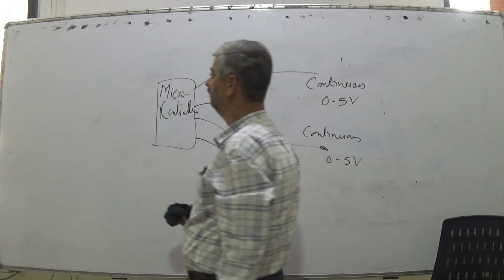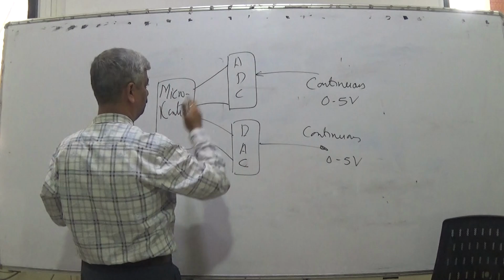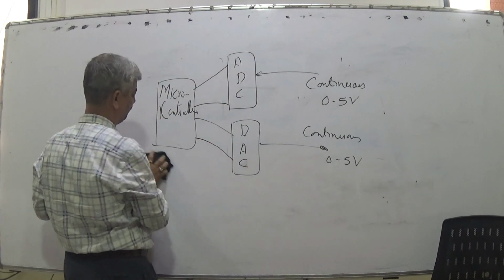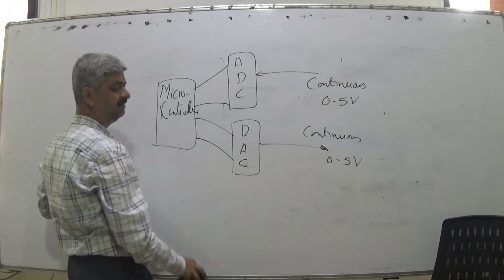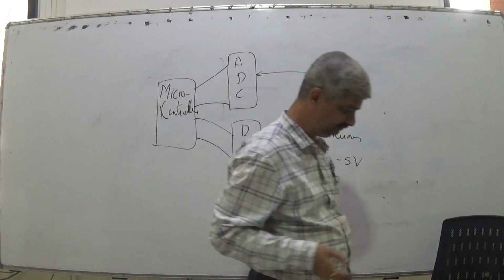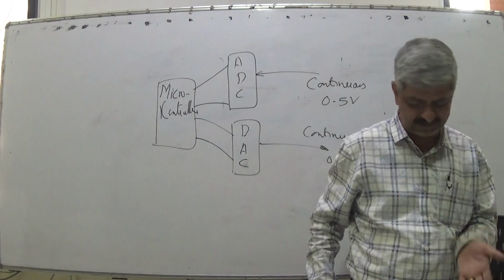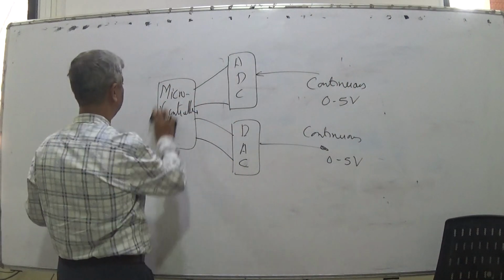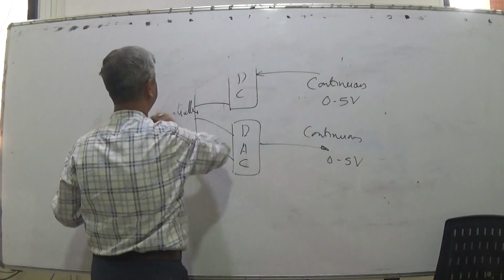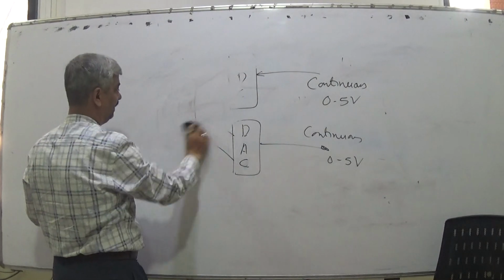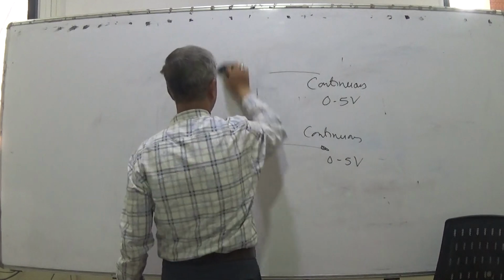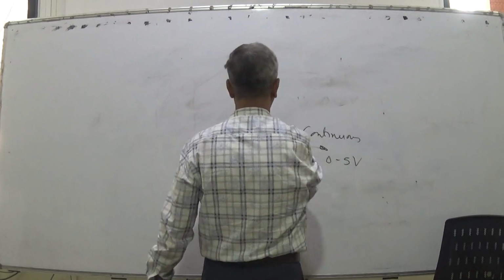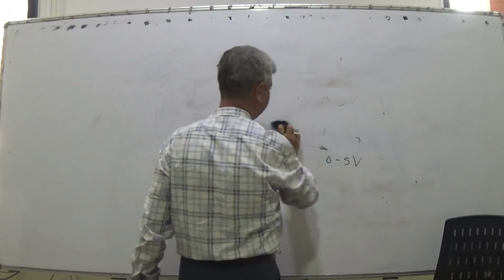Now this ADC is part of the microcontroller, but this DAC is normally not part of the microcontroller. But there is one very interesting concept that I will explain to you, where there is no need of a separate DAC if things are moving at a slower rate.